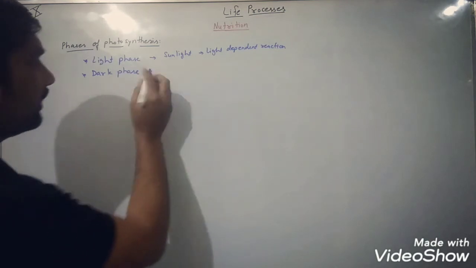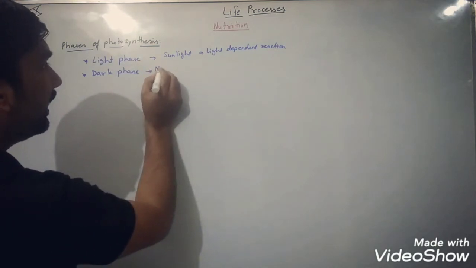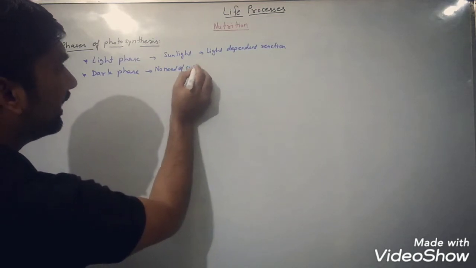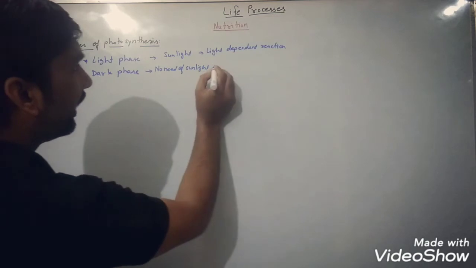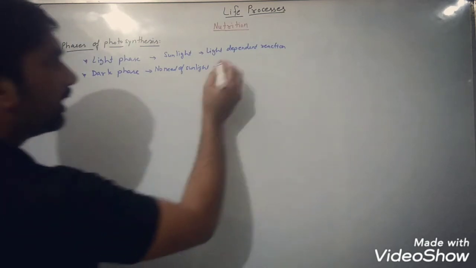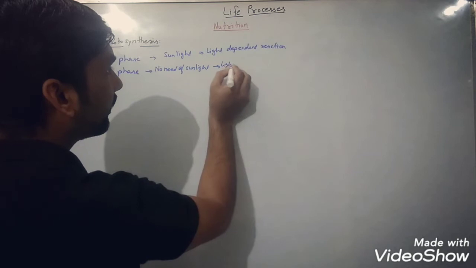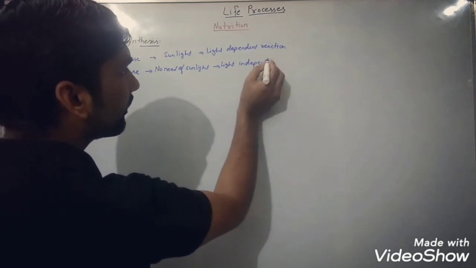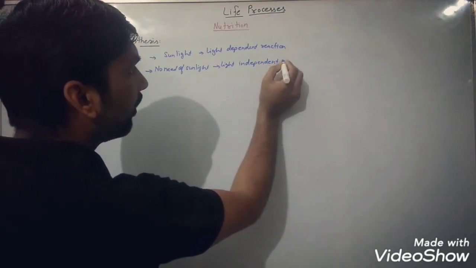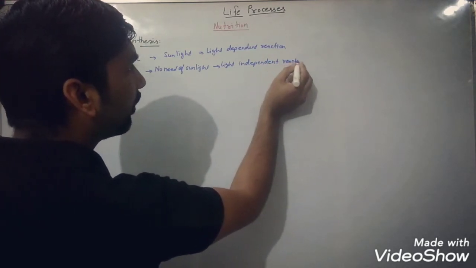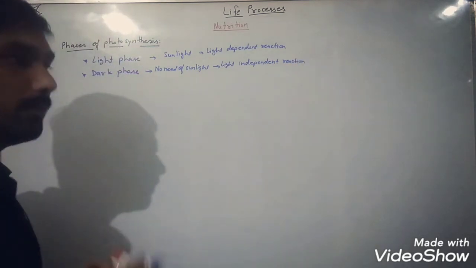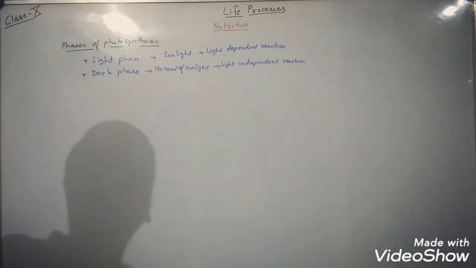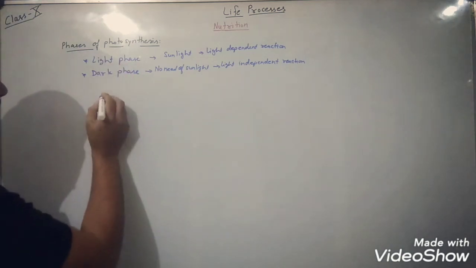The other one is what? Dark phase. It means no need of sunlight to conduct this phase, and that's why it is known as the light independent phase or reaction, because during both of these phases some chemical changes are going to take place, as you have studied there the two events during the light phase.